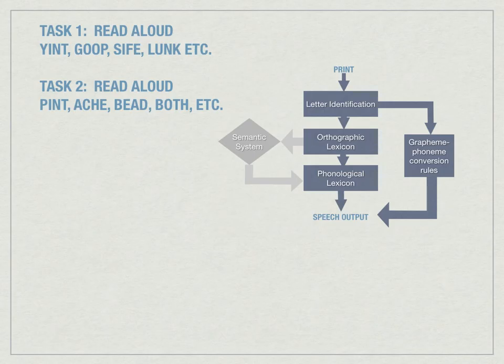So pint is unusual because it should have been, on the basis of rules, pronounced pint. Ache is unusual because it should have been pronounced atch on the basis of rules. B-E-A-D should have been pronounced bed as in head, and instead, read as in I read a book yesterday. B-O-T-H again is exceptional because according to rules it should be pronounced both, as in moth and cloth and sloth, etc.